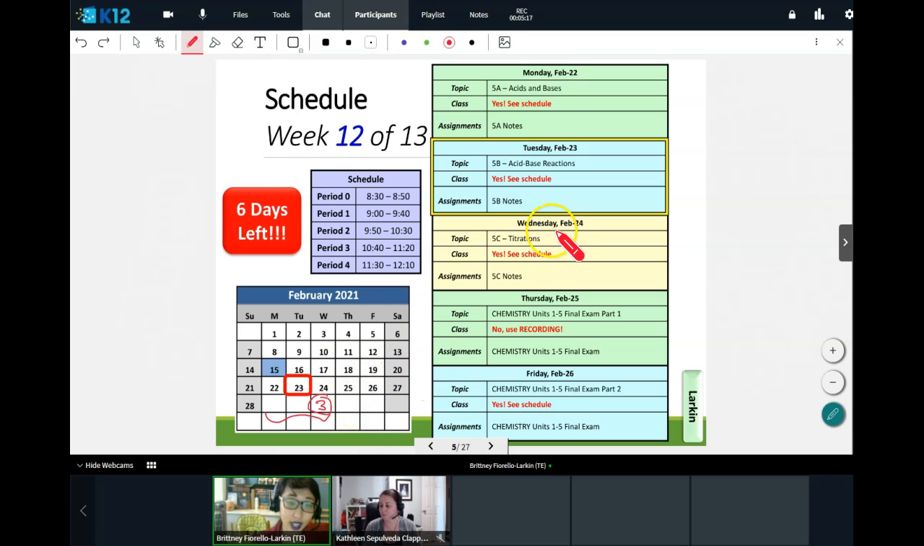Today we're going to be taking a look at acid-base reactions. Tomorrow is our last lesson of the trimester. We'll be talking about titrations. Thursday you will have a recording that goes over the first half of the final exam. Friday, we will go over the second half of the final exam in class.